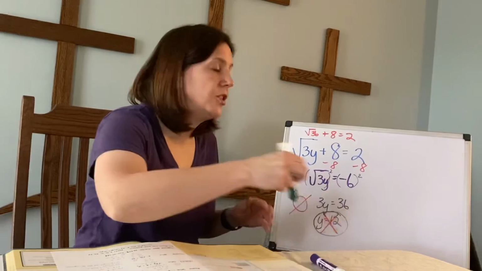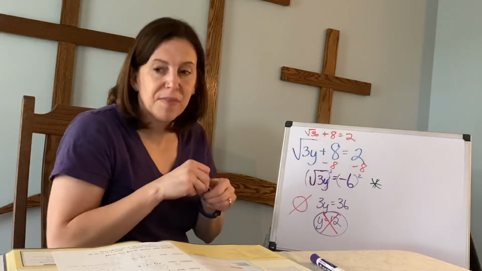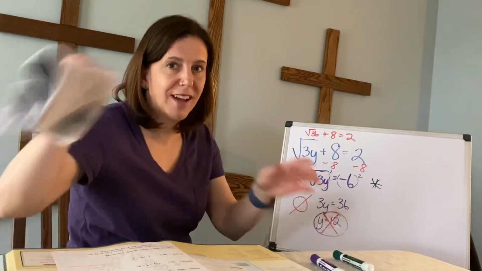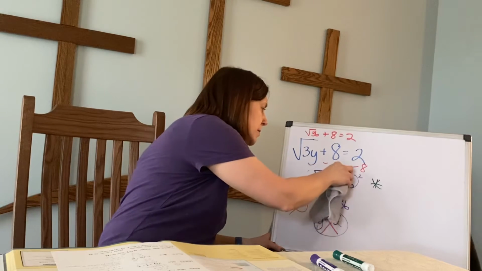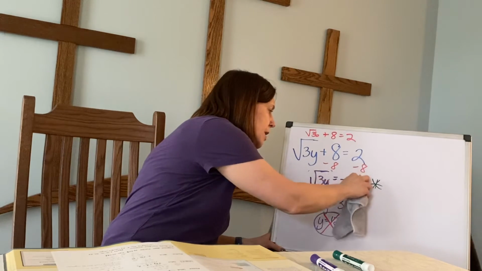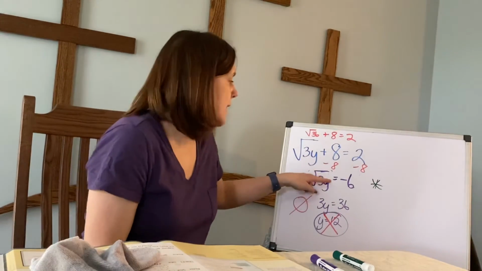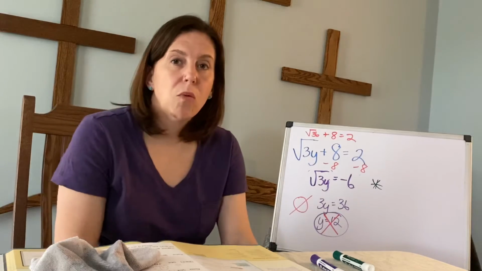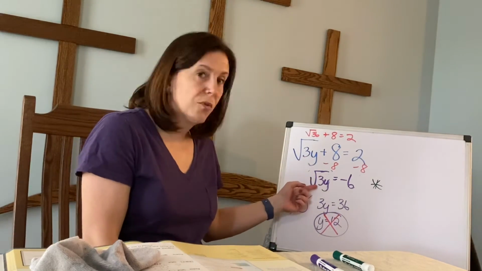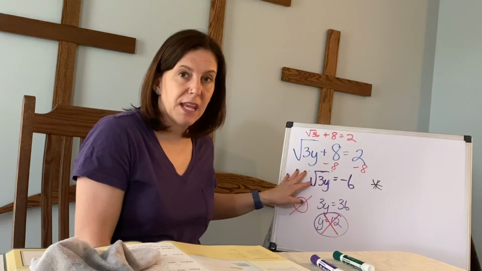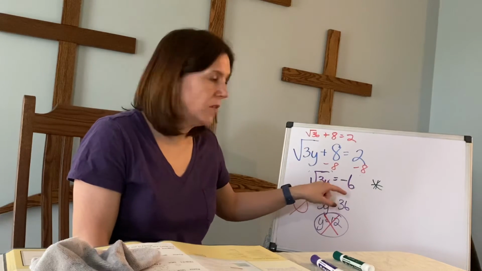And I want to draw your attention back here to this step. I'm going to use my whiteboard eraser here to show you more specifically what I'm talking about. Before we squared both sides, this was our problem. Square root of 3y equals negative 6. Well, what did we just review about principal roots? When the square root is already in the problem, it is talking about the principal root, the positive version.